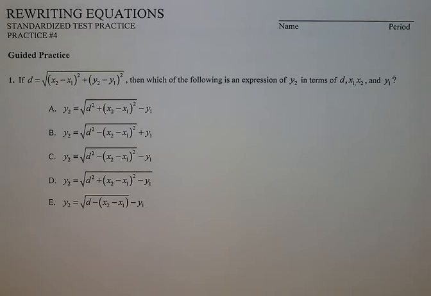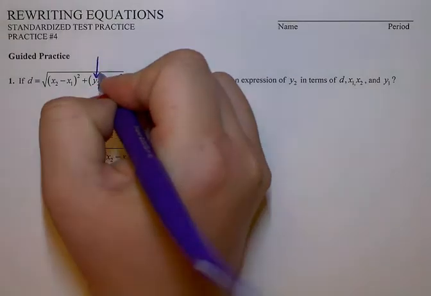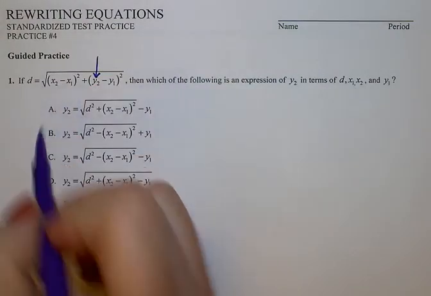Rewriting equations, practice number 4. If D equals this equation, or this quantity, then which of the following is an expression of y sub 2 in terms of the other variables? So we want to isolate y sub 2, and you're going to probably recognize this as the distance formula.